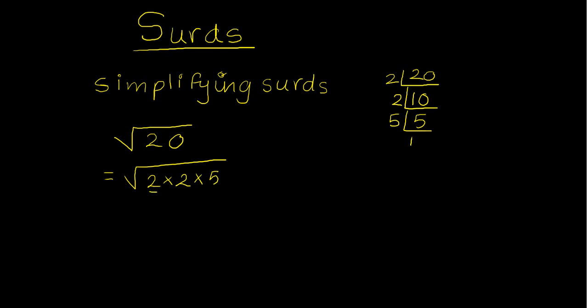Okay, so I know that square root of 20 is the same as square root of 2 times 2 times 5. And here 2 times 2 makes 2 squared, so that's the same as square root of 2 squared times 5. When I have the square root of a square number, that can come out of the square root. So that's the same as saying square root of 4 times 5, and I know the square root of 4 is 2 times square root 5, and that's the simplified form, 2 root 5. Let's do a couple more examples.